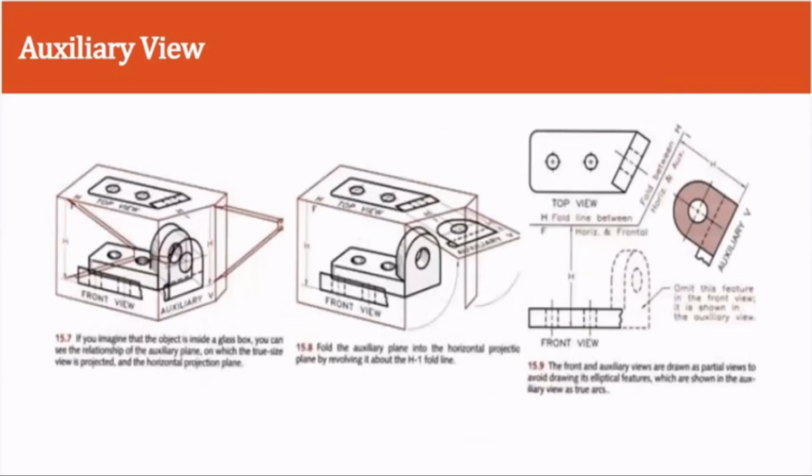Then next natin, if you imagine that the object is inside a glass box, you can see the relationship of the auxiliary plane on which the true size view is projected and the horizontal projection plane. Fold the auxiliary plane into the horizontal projection plane by revolving it about the H1 fold line. The front and auxiliary views are drawn as partial views to avoid drawing its elliptical features, which are shown in the auxiliary view as true arcs.